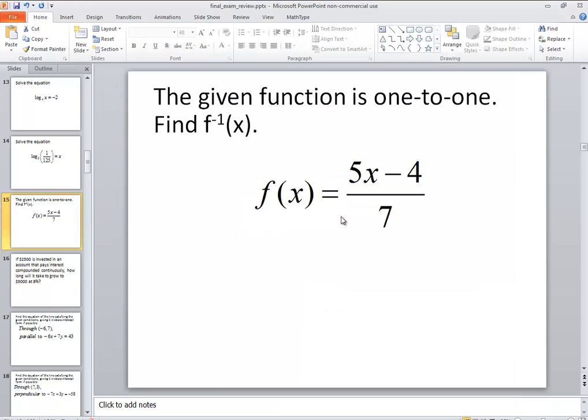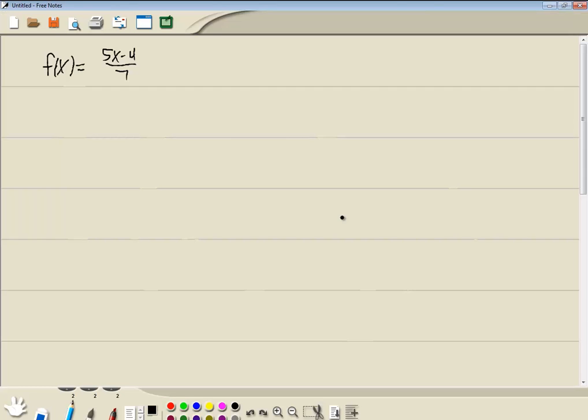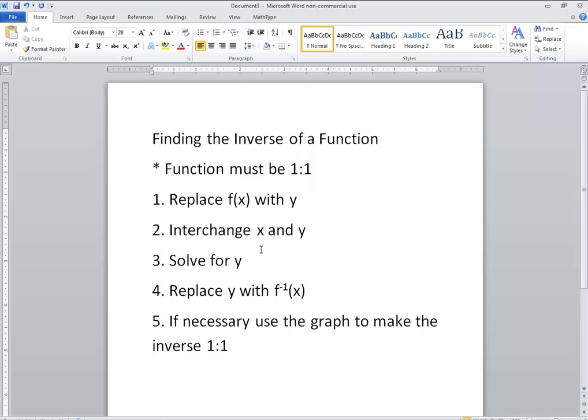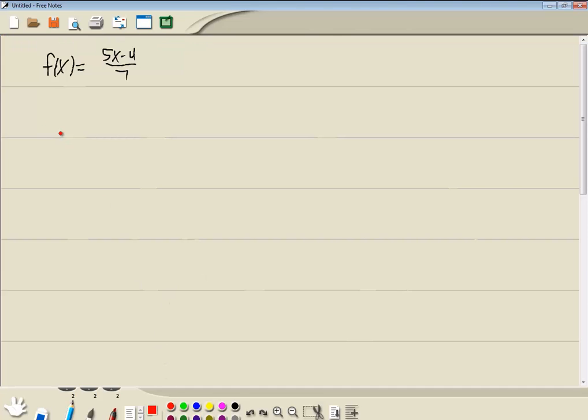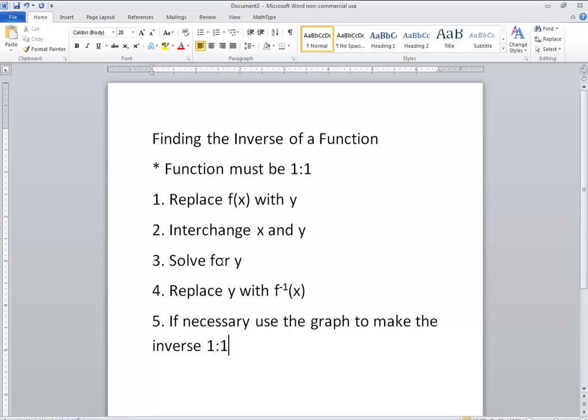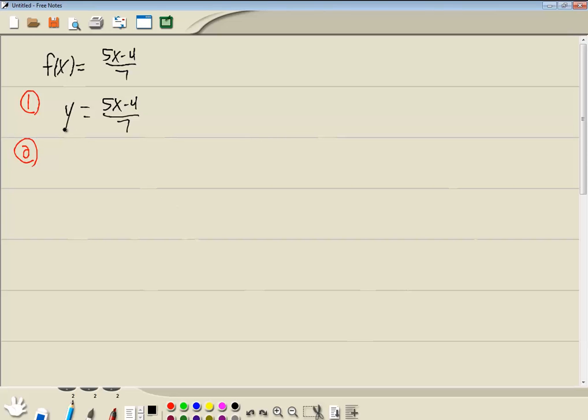Okay, so let's look at this problem. Step 1. Replace f of x with y. So this becomes y is equal to 5x minus 4 over 7. Step 2. Interchange x and y. Swap them. Where the y is, you put an x, and where the x is, you put a y.